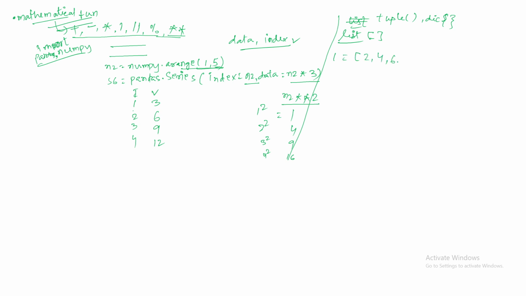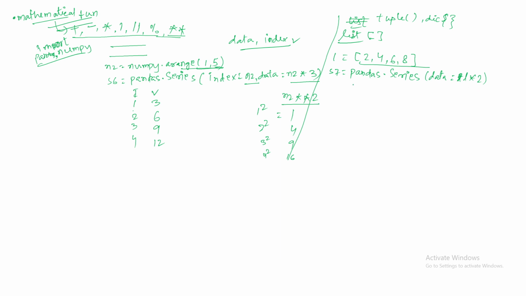Now tell me, in the list, if I write L equal to 2, 4, 6, 8. Okay. Now suppose S7 equal to pandas dot series. Series of which one? L. Pandas dot series. If you mention here data equal to L into 2, L into 2, what happened? L is what? A list. It is not a numpy.